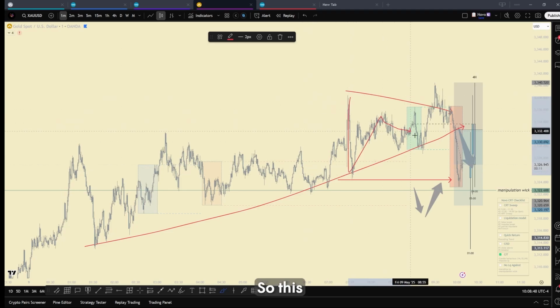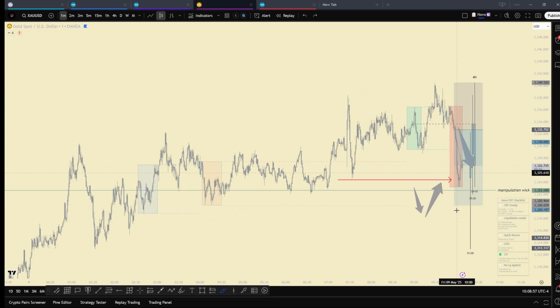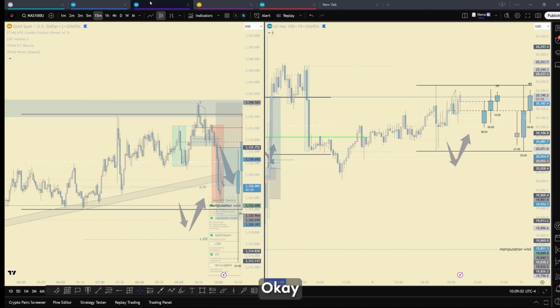I'll set this move here down. Because it goes up, back down. It's been a pretty common move I've seen also on gold. Let's do this week. Okay.